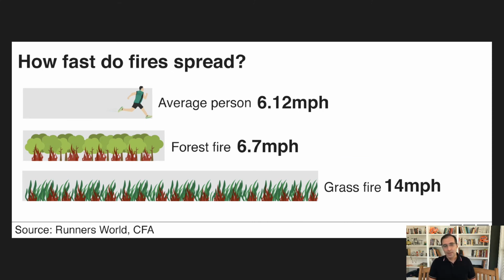The next chart I want to show you is from the BBC. It was about the fires, when the Australian fires and California fires were happening. It shows you how fast the grass fire moves, how fast the forest fire moves, and how fast the average person moves: 6.5, almost 6 miles per hour. That's quite fast. You notice the grass fire is much faster, more than twice as fast as an average person.